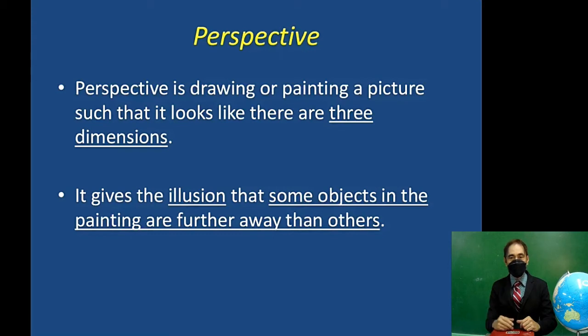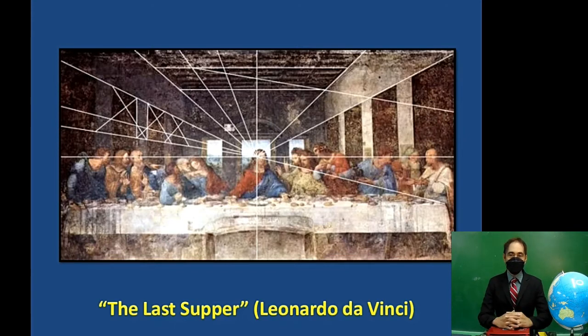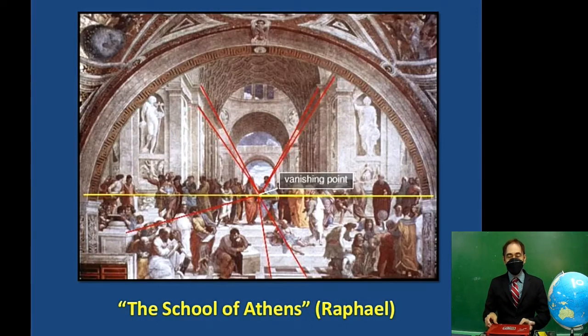Perspective: drawing or painting a picture such that it looks like there are three dimensions. It gives the illusion that some objects in the painting are farther away than others. That is perspective. The most famous, The Last Supper, was done in one-point perspective by the artist Leonardo da Vinci. The School of Athens also employs one-point perspective by Raphael Sanzio.